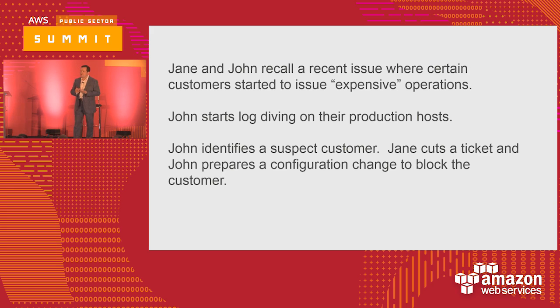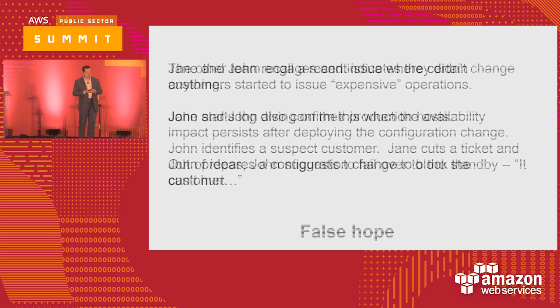And so John then identifies a suspect customer. John thinks he has something. Jane cuts a ticket and prepares to block that customer's expensive operations. But they don't have any concrete data that this is what's actually causing the issue. So this is the false hope stage of the incident.